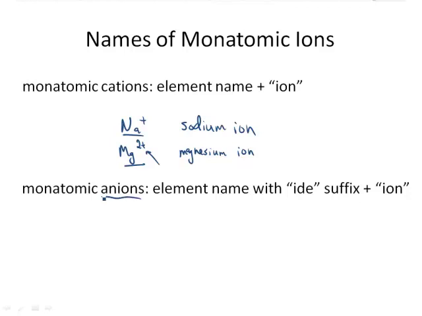For anions, that is negative ions, you change the name of the atom to an IDE ending. So oxygen 2 minus becomes oxide ion, which is similar to when you name S2 minus as sulfide ion. It's similar to when you name covalent compounds that way.